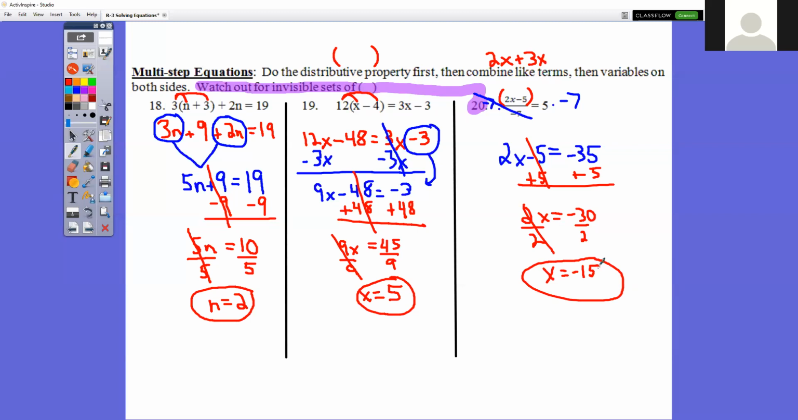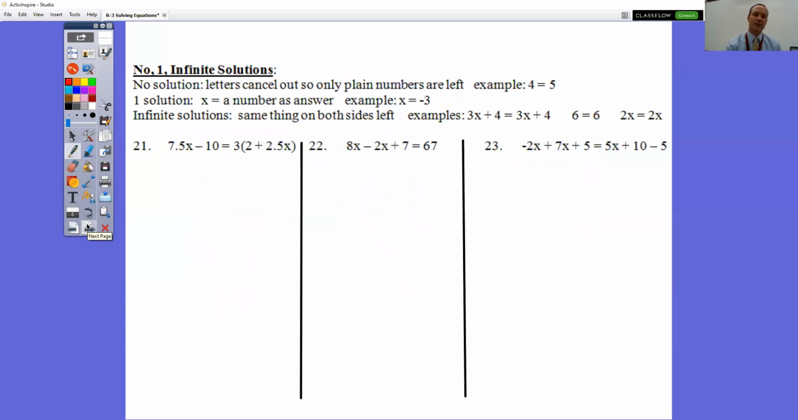Those are multi-step equations. All right. Take a look at the next one. In the next type of problem, you have no, one, or infinite solutions. So your final answer is either going to be no solution, one solution, or infinite solutions.